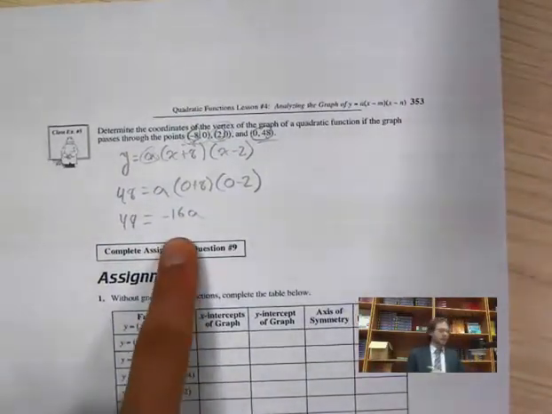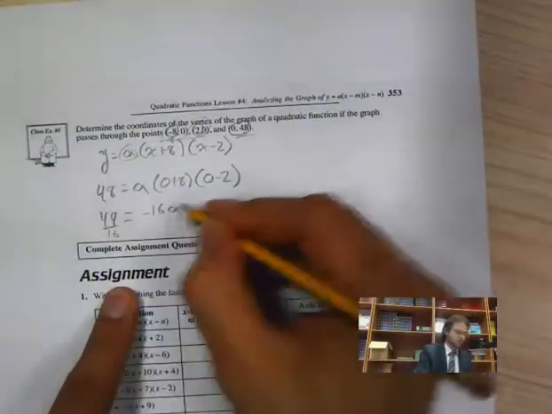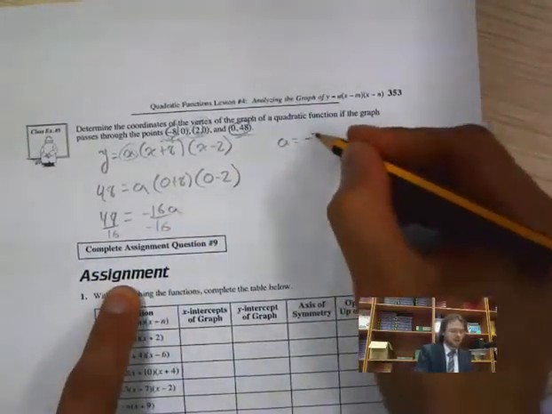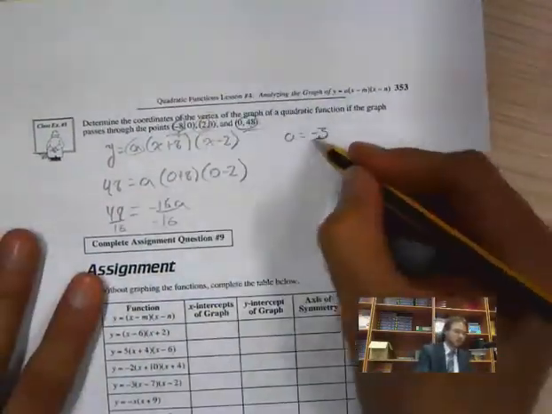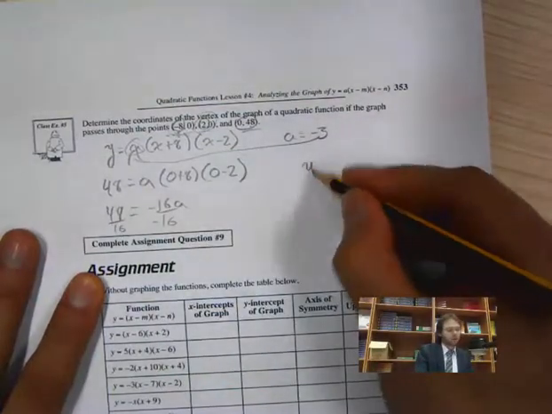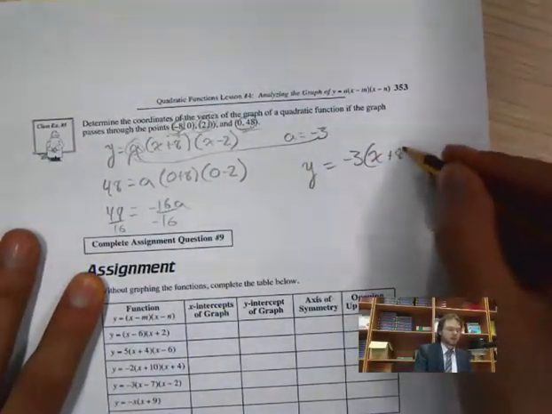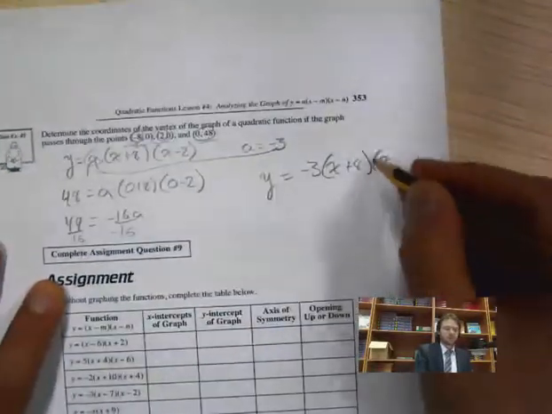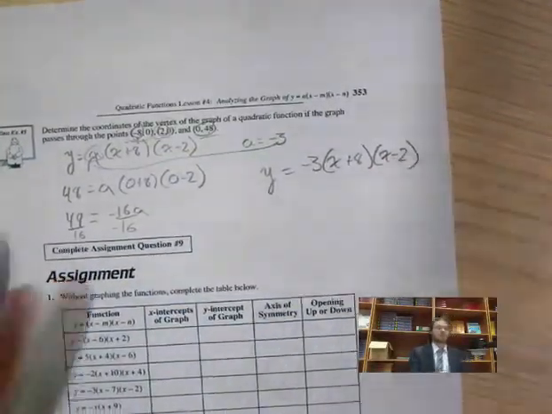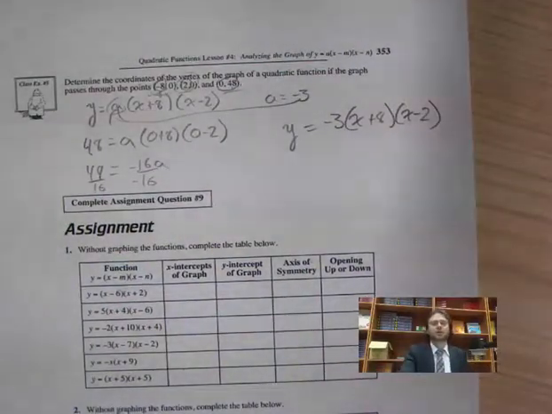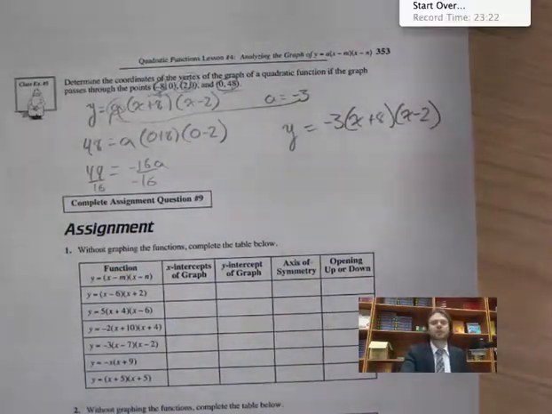So then what is a equal to? Divide both by negative 16, divide both by negative 16. A is equal to negative 3. So my formula, I put this back in, I'm going to get y is equal to negative 3, x plus 8, x minus 2. Okay? So that's how we do that one. Hopefully you understood this, and I'll see you tomorrow as we tackle the assignment together.